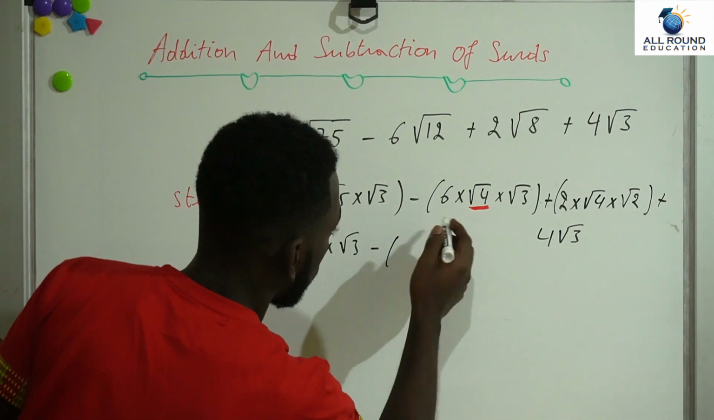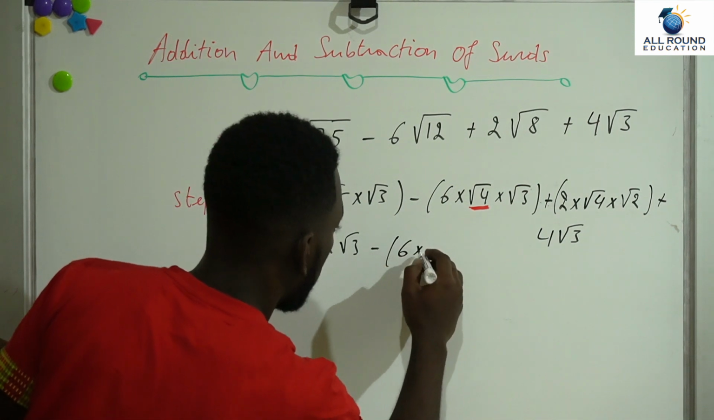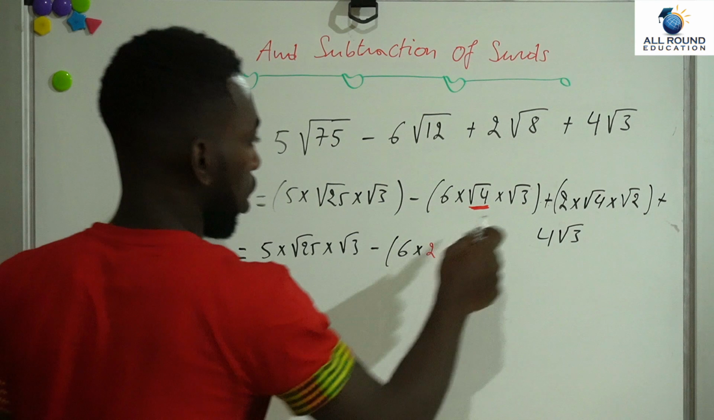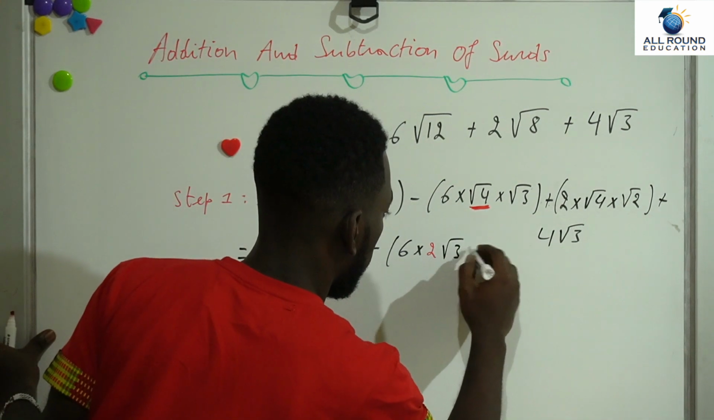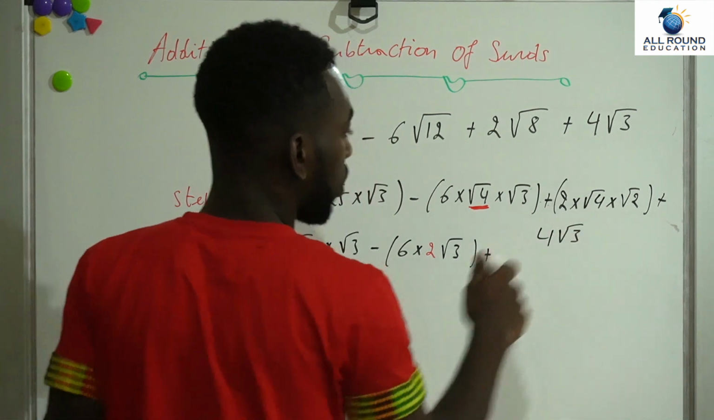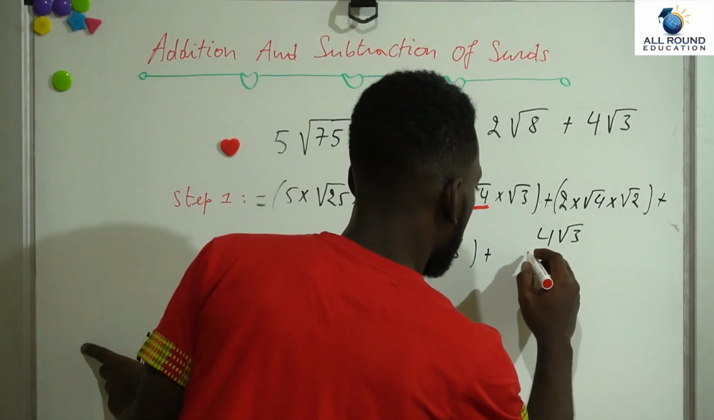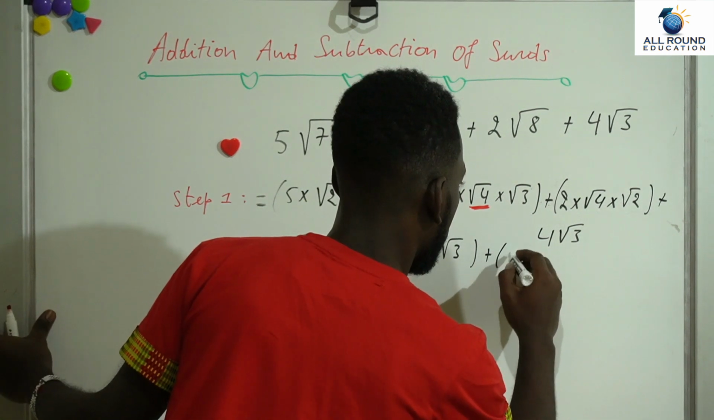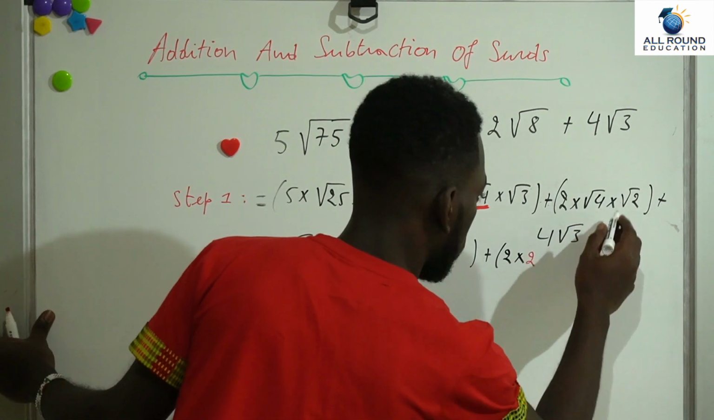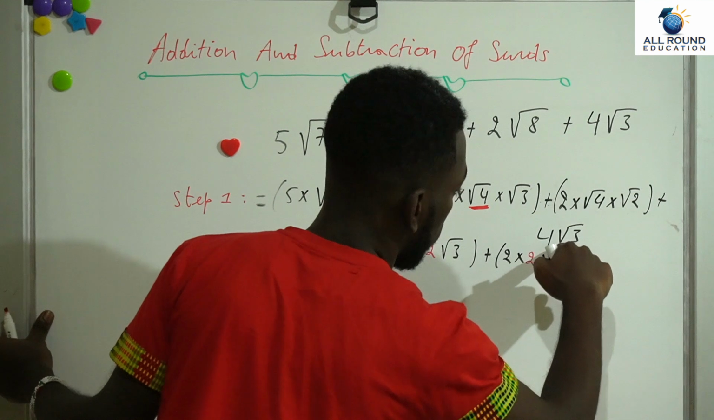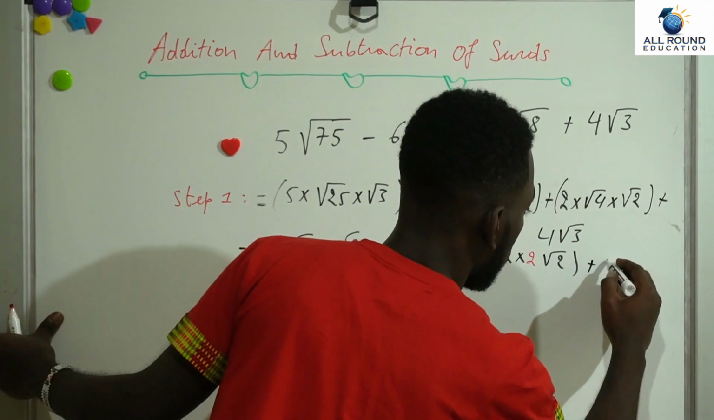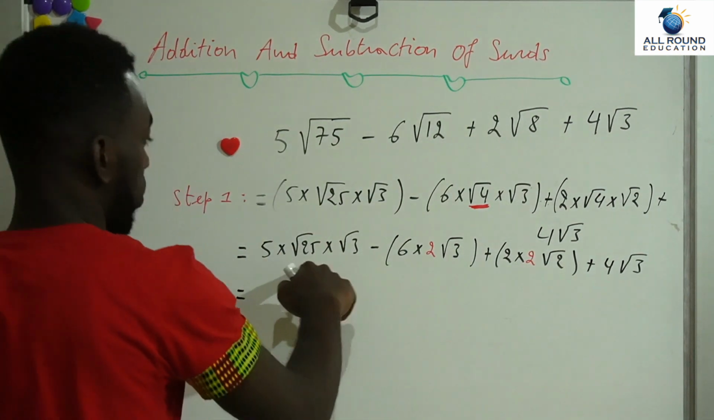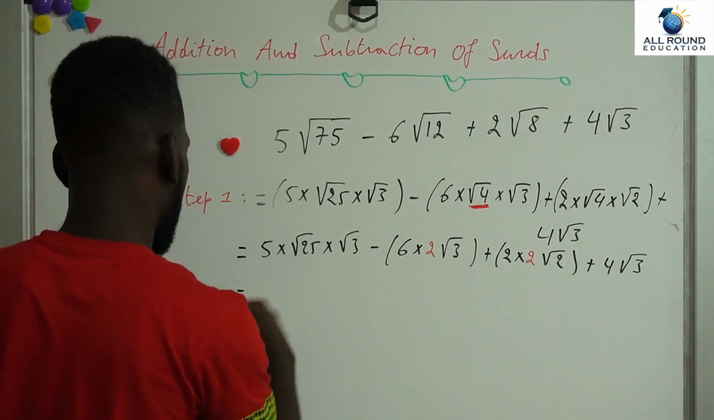Actually, I'm going to keep the brackets. Sorry guys. So we're going to have 6 times 2 times square root of 3, and then plus 2 times, we know the square root of 4 again is 2, so we have 2 times 2 square root of 2, and then don't forget the one below here, so it's plus 4 square root of 3. Now my next line here, realize that in here we didn't do much, so let's simplify this as well.